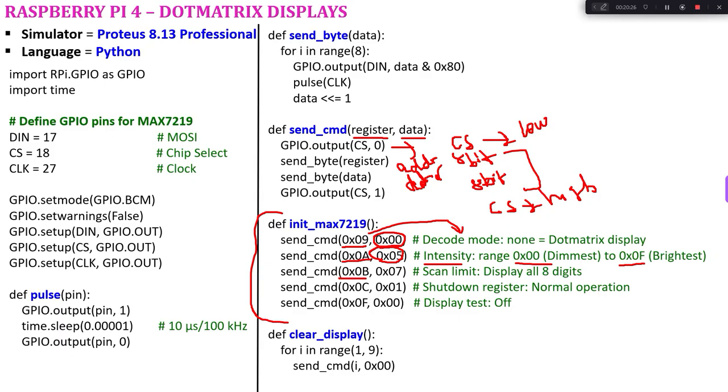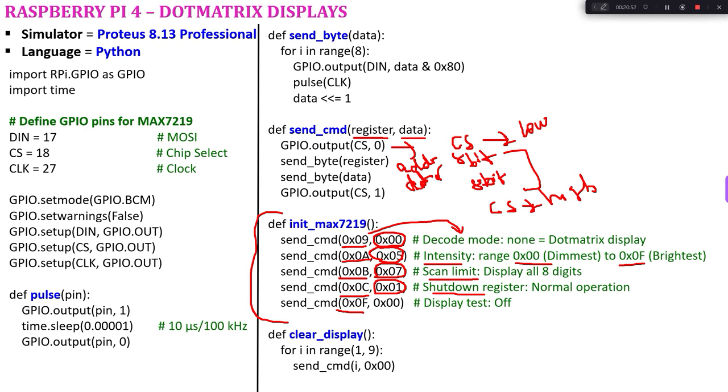Next, 0x0b represents the scan limit, whether I want the first column alone or all the columns. So if I want all the columns, then I have to set the value to be 0x07. Then 0x0c represents the shutdown. So I want a normal operation, so I send the value of 0x01. Then 0x0f location represents whether I want to test my display or not, whether it is working or not.